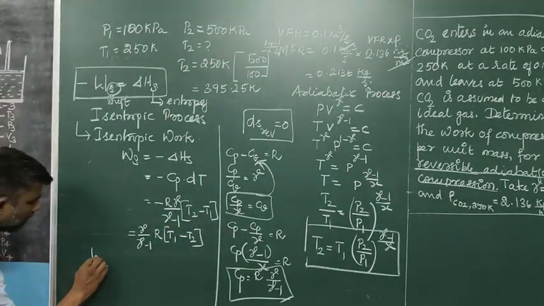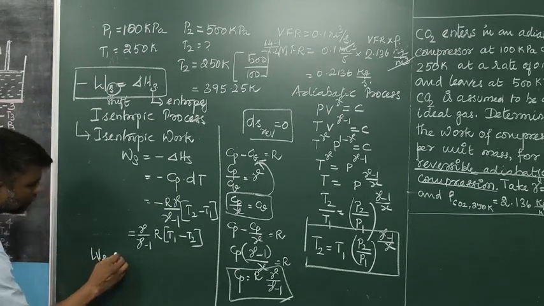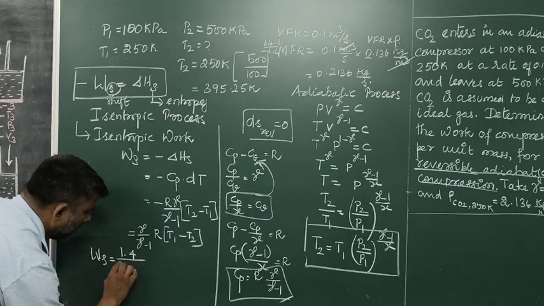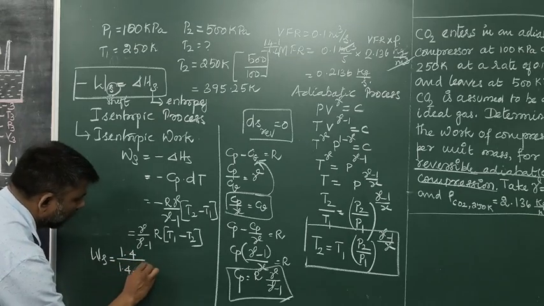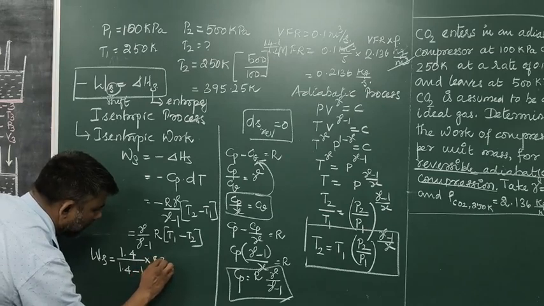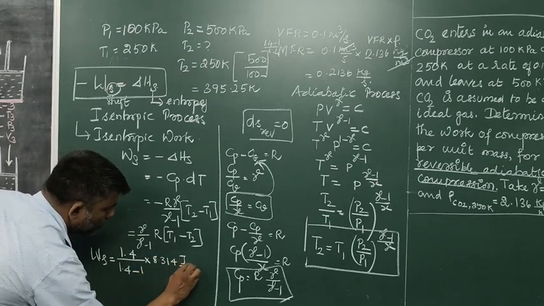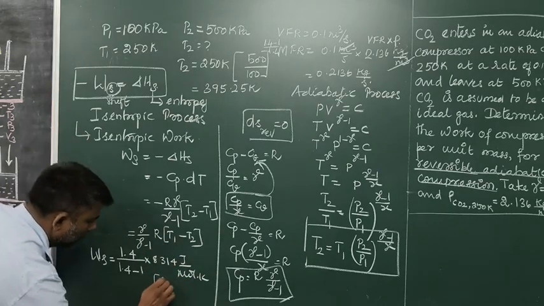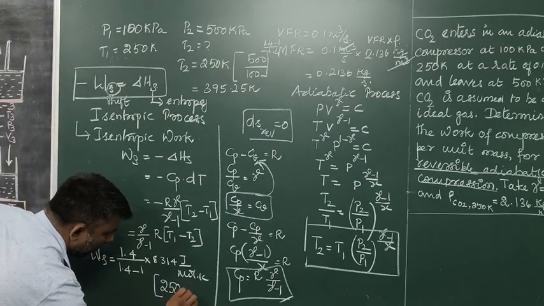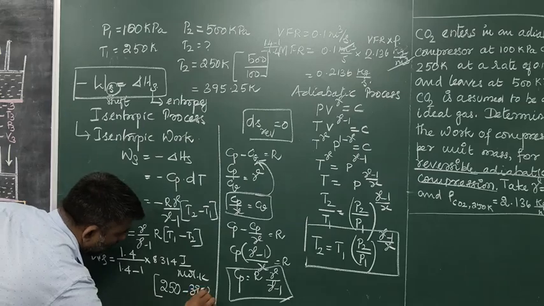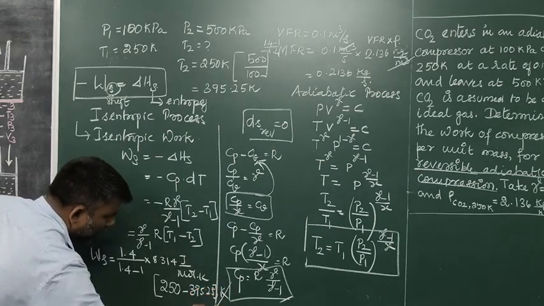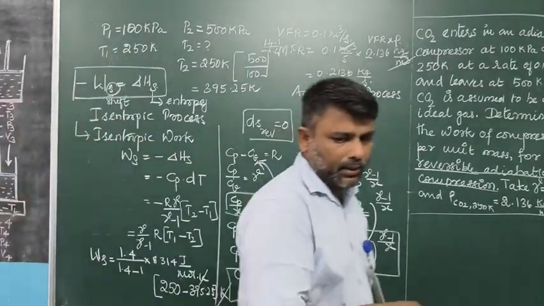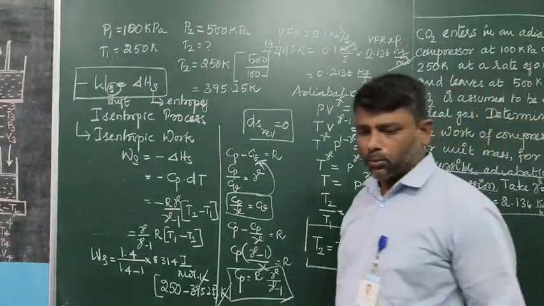Now I am going to find the shaft work. Ws is equal to gamma, 1.4, divided by 1.4 minus 1, into R, 8.314 joules per mole degree Kelvin, into initial temperature 250, final temperature 395.25 Kelvin. So Kelvin gets cancelled. The answer becomes joules per mole.